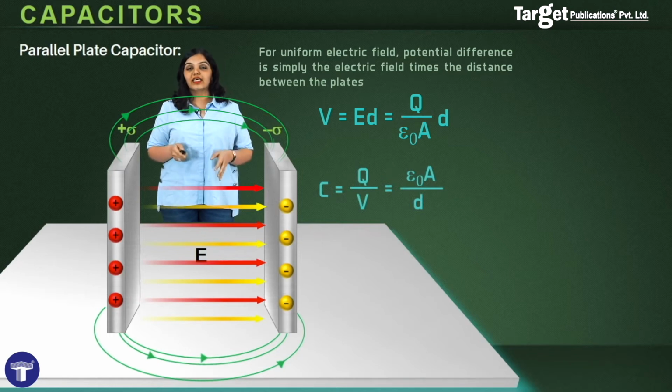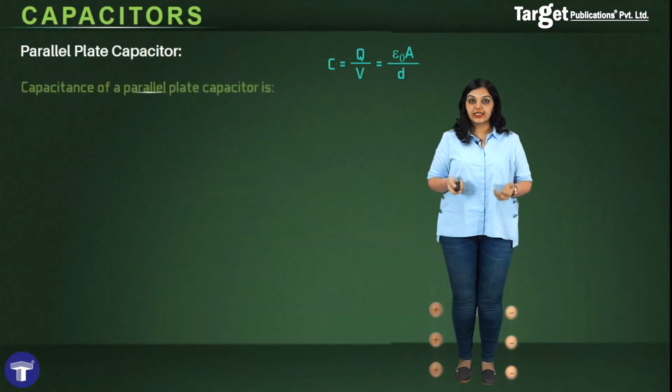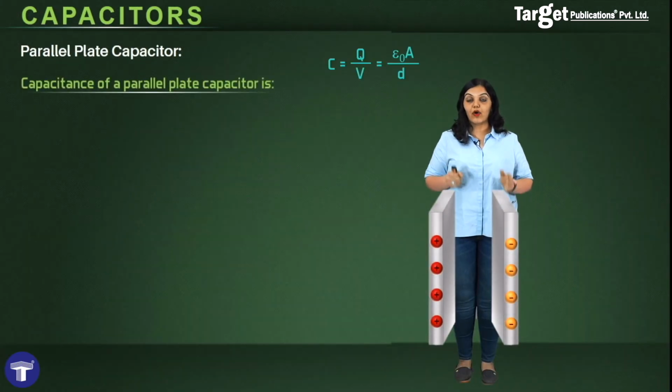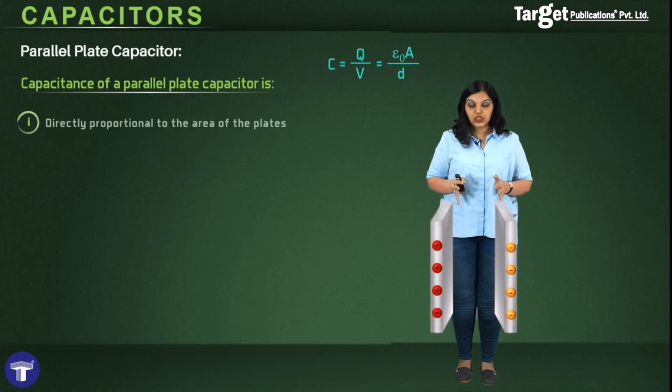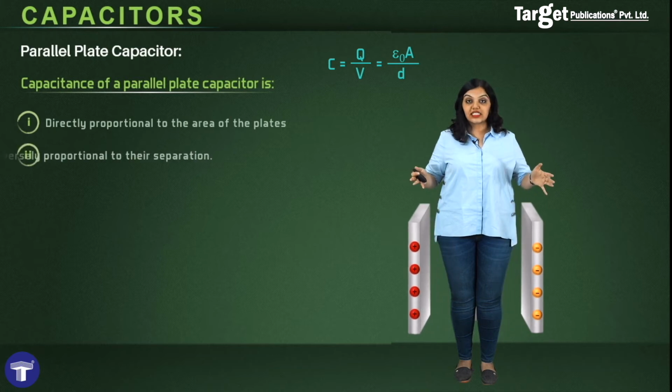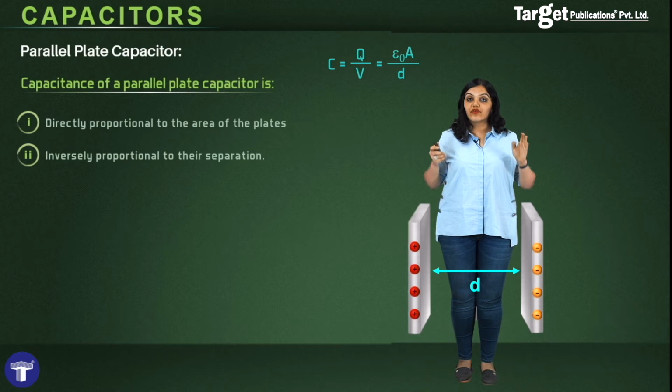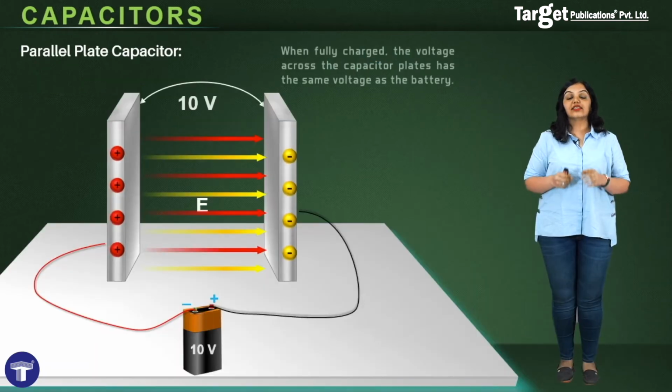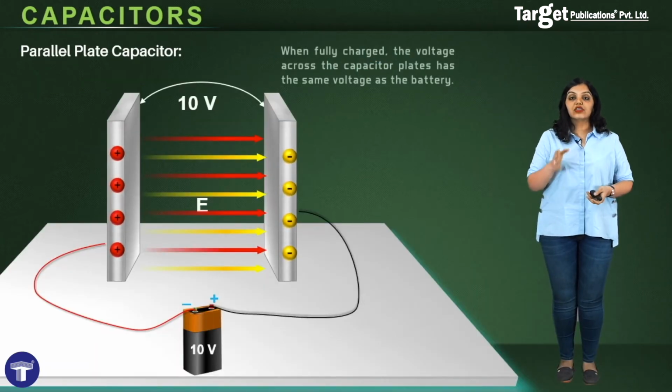Once we have this formula, it is very easy to see what the capacitance of a parallel plate capacitor depends upon. The capacitance of a parallel plate capacitor is directly proportional to the area of the plates and inversely proportional to the distance between them. And this comes from the formula that we have found. Finally, I want to say that when fully charged, the voltage across the capacitor plates is the same as the voltage of the battery. And this completes the discussion on the parallel plate capacitor.